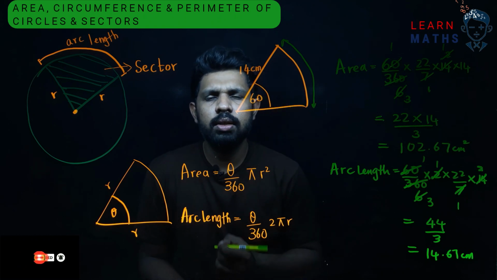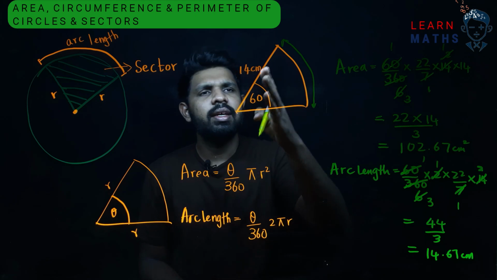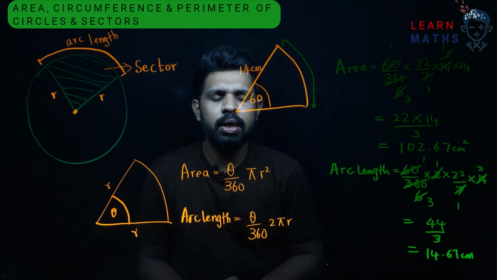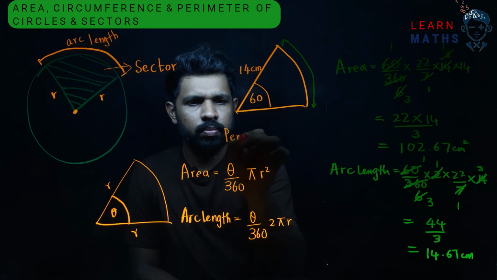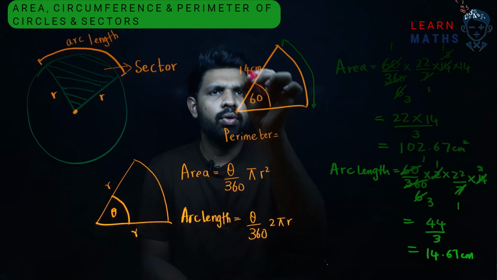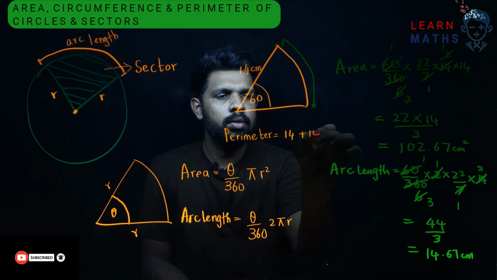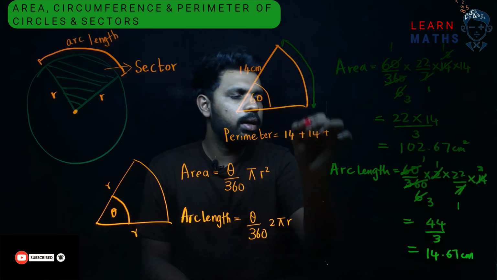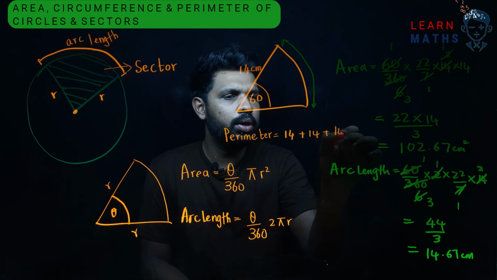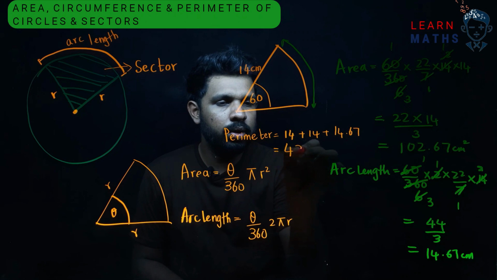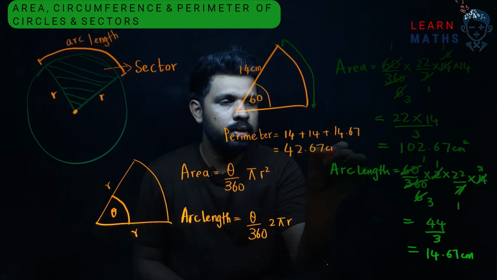Apart from area and arc length, what you can additionally find in the sector is the perimeter. Perimeter means the sum of all sides. The sector is bounded by 2 radii and the arc length. So the perimeter will be equal to 14 plus 14 plus this arc length we just found, that is 14.67. So this will be equal to 42.67 centimeters.